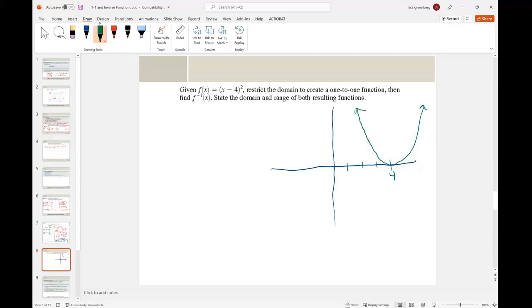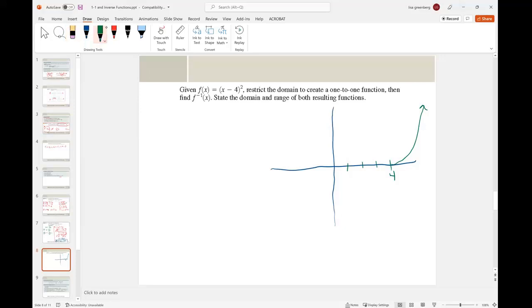And it says restrict the domain to create a one-to-one function. Okay, let's stop there. We can see that we don't have a one-to-one function, right? Why is it not one-to-one? Horizontal line test. Good, because it doesn't pass the horizontal line test. So what I can do is what we call restricting the domain, okay? So I can say, okay, that's fine.